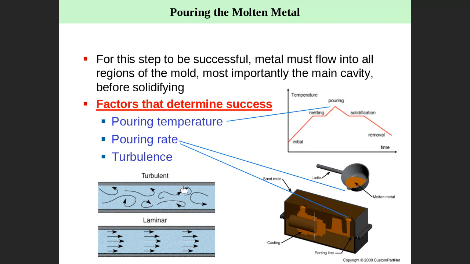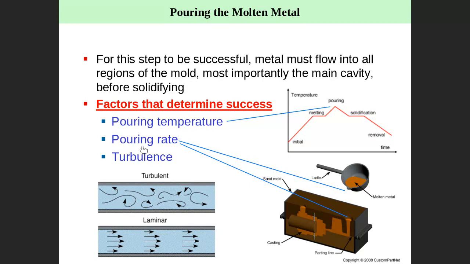Turbulent flow means circulation here. It makes circulation inside, and this traps air and gases inside. When gases are trapped inside, the casting will be subject to defects like cavities and bubbles, because this kind of circulation will trap gas, and then you get bubbles at the end of the casting, which is a big defect.